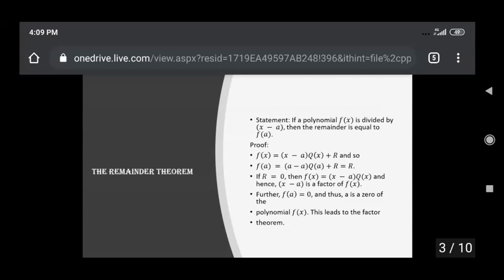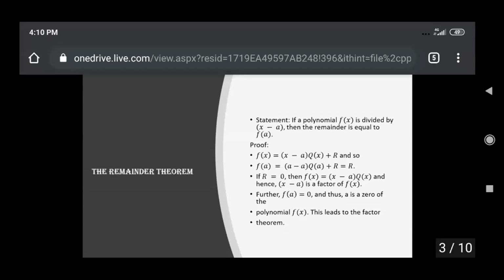Further, if f of a is equal to 0, then we say that a is a zero of the polynomial f of x. What is meant by the zero polynomial? If a0 is equal to 0, the polynomial is called the zero polynomial, and the degree of the zero polynomial is defined as minus infinity to preserve the first two properties. That is known as a zero polynomial.